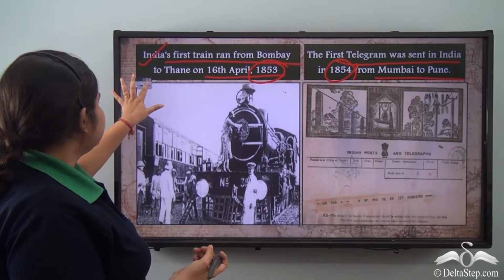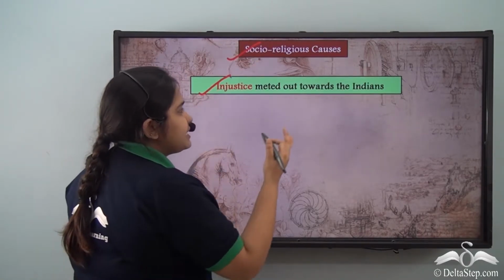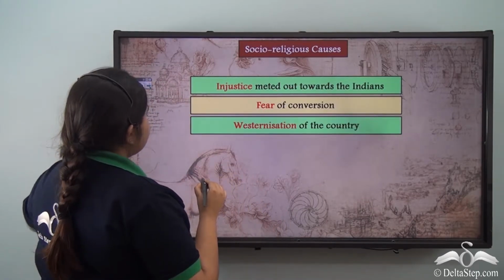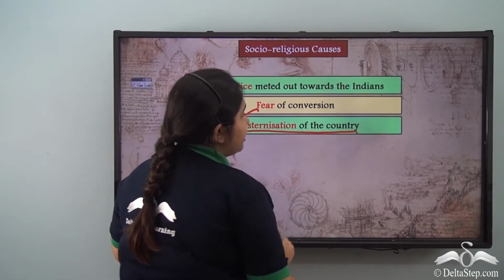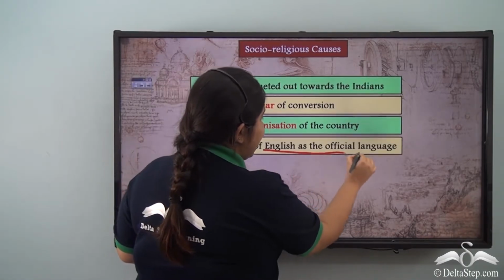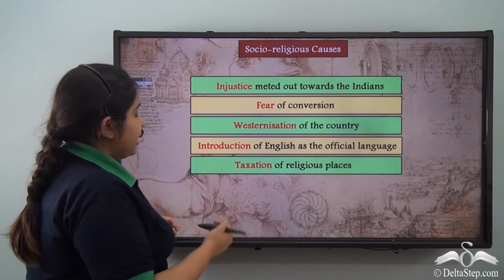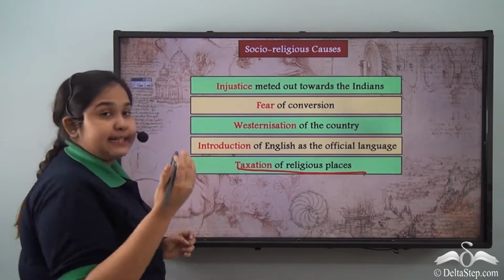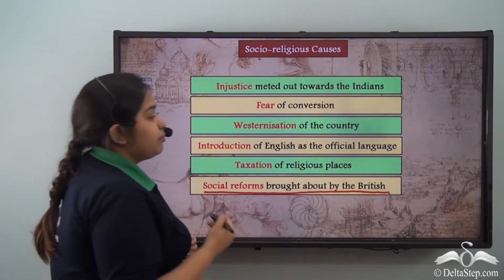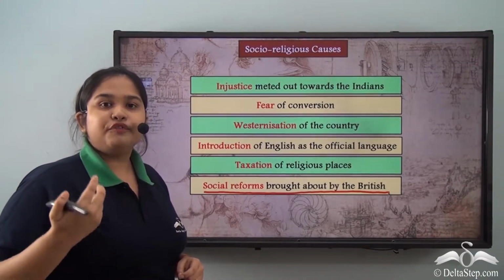So if we try and quickly recapitulate the socio-religious causes, we see first is the injustice that was being meted out towards the Indians. Second, the fear of conversion. Third was the westernization of the country, the coming of the English language. Next, we have the introduction of English as the official language. Persian is being removed, English is becoming the main language now. Then, taxation of religious places like the temples and the mosques. And social reforms brought about by the British, which were seen as the British colonizers meddling into the religious lives of the Indian masses.